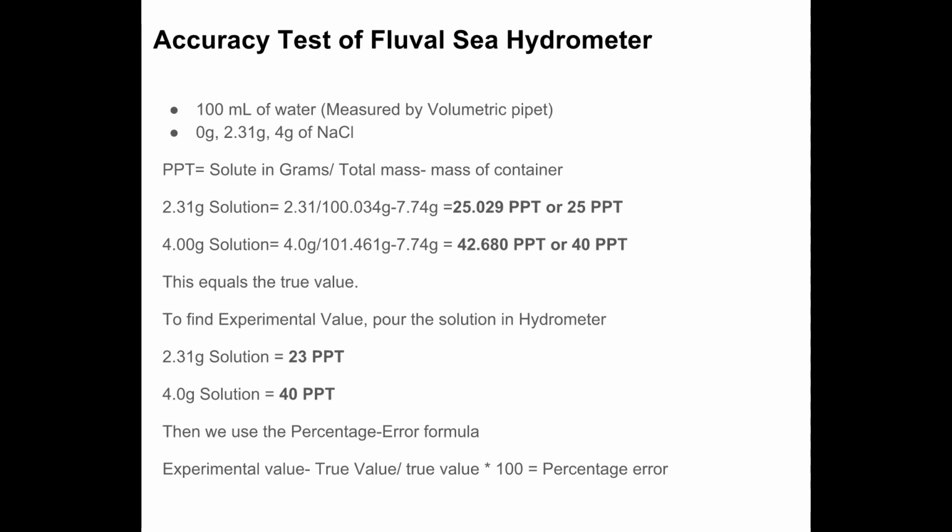Now, to find the experimental value, we need to pour the solution that we measured into the hydrometer. When we poured it into the hydrometer, the 2.31 gram solution read 23 parts per thousand, and the 4.0 gram solution read 40 parts per thousand. Now that we have the true value and the experimental value, we can go ahead and use the percentage error formula. The percentage error formula is the experimental value minus the true value, divided by the true value, times 100.